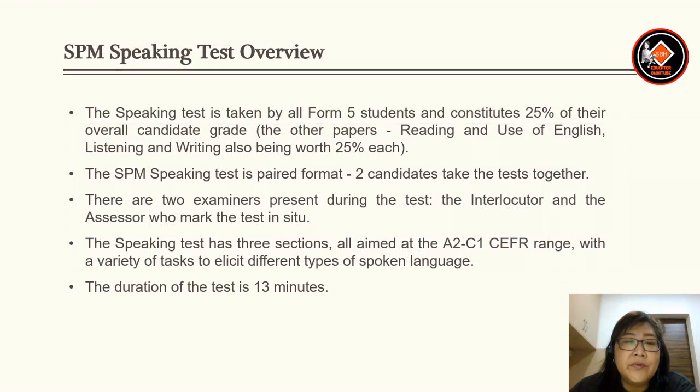Let's look at the overview. The speaking test is taken by all Form 5 students and it constitutes 25% of the overall candidate grade. So it's the same for the other papers: reading and use of English will be 25%, listening 25%, and writing 25%.